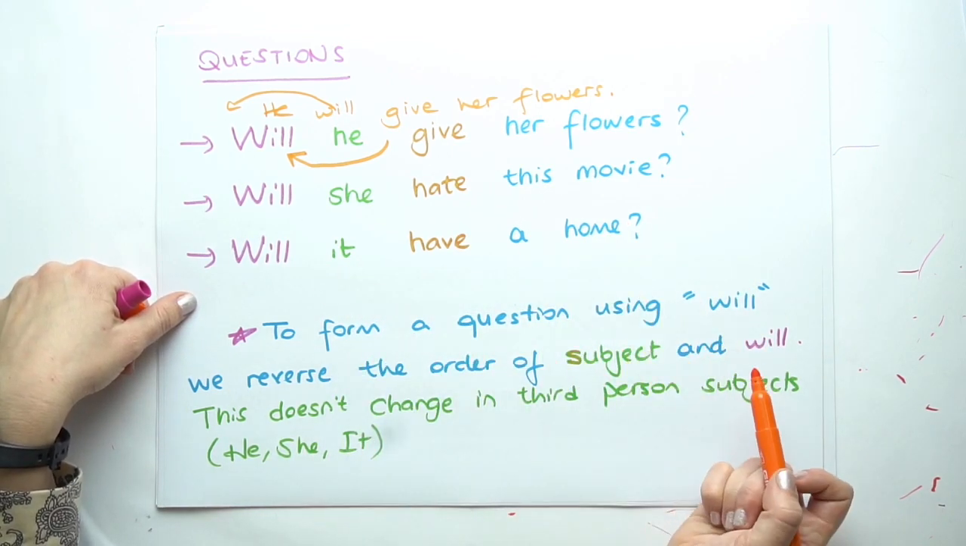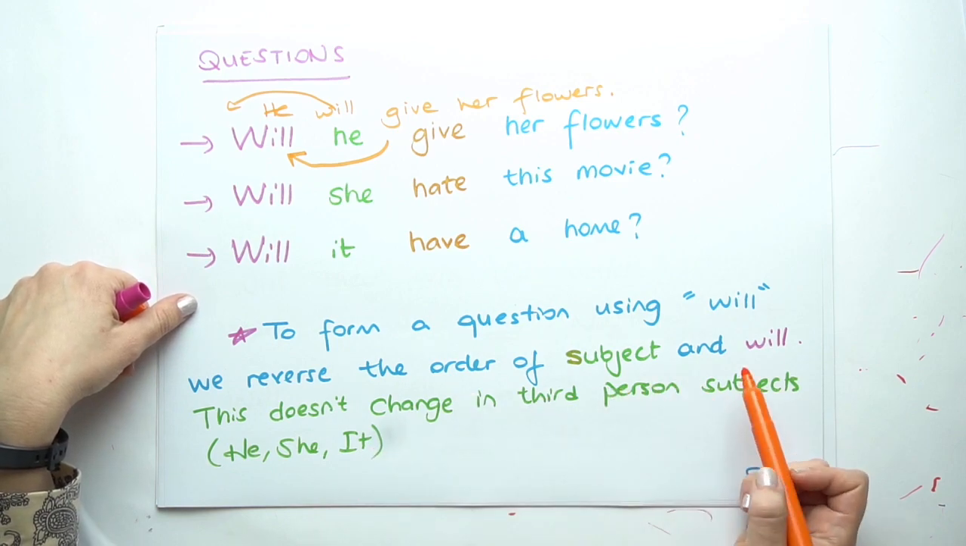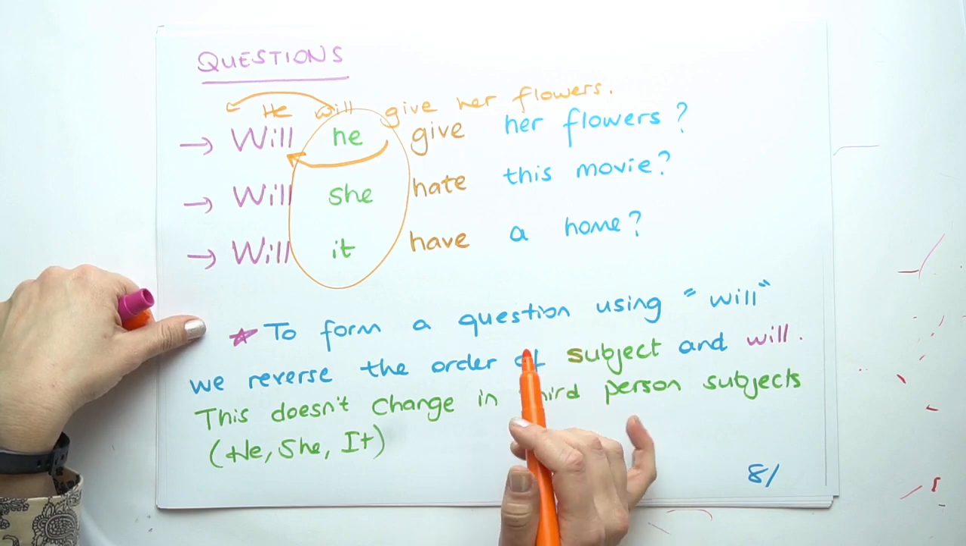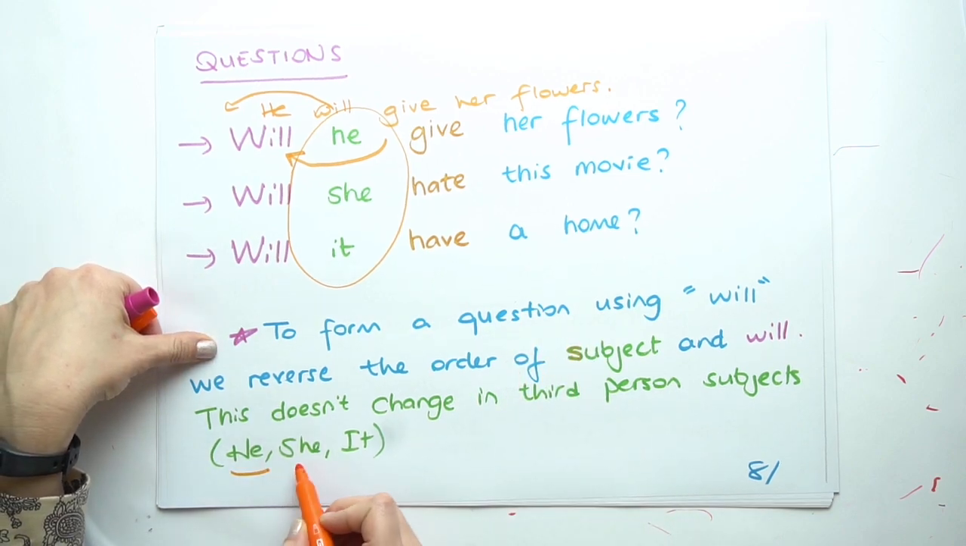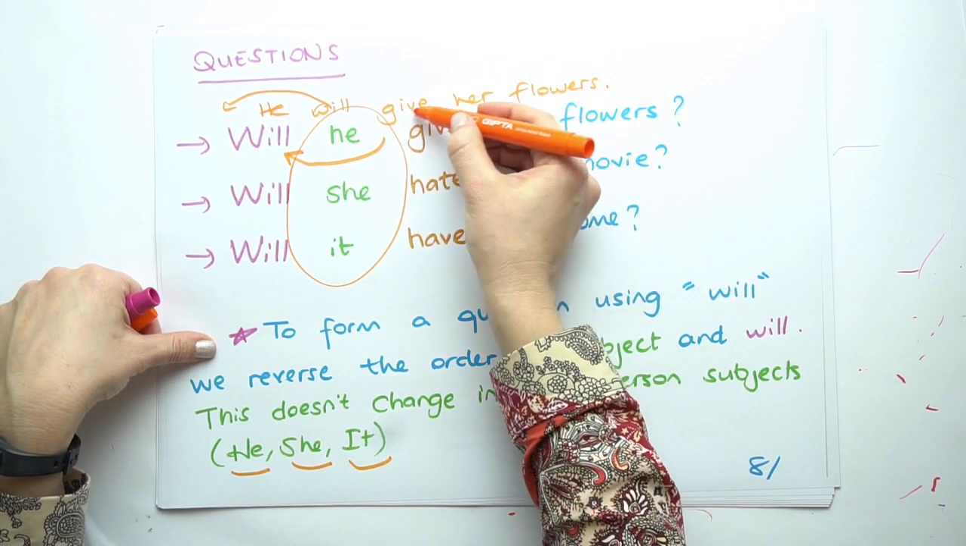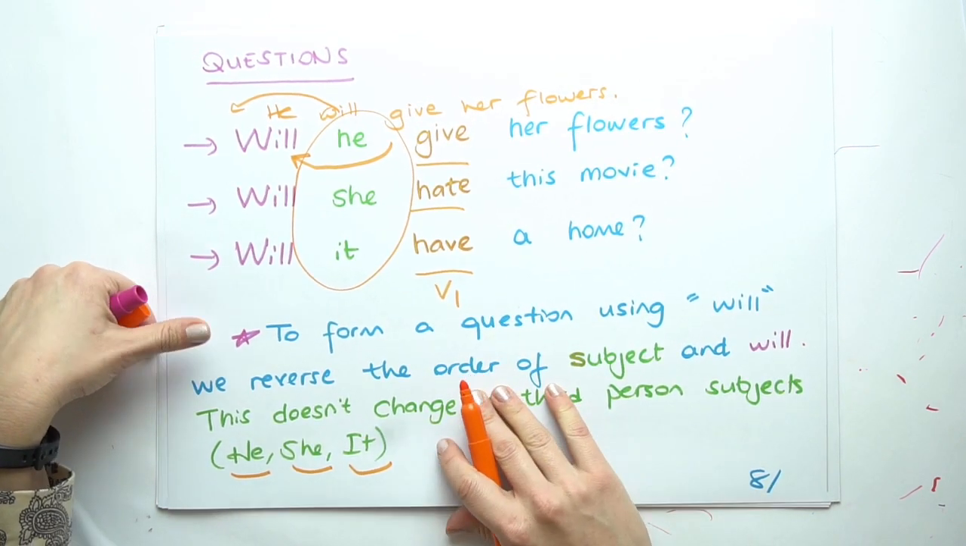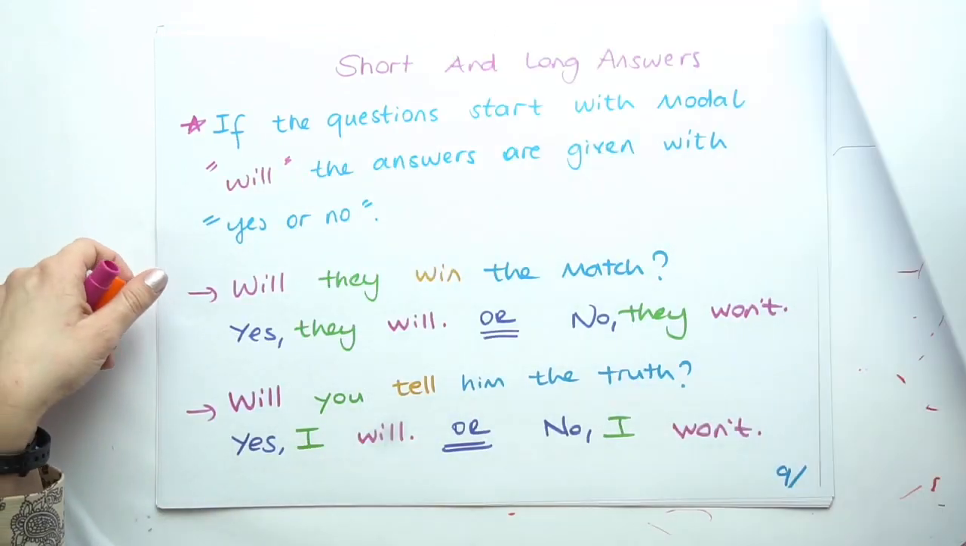To form a question using will, we reverse the order of subject and will. As you can see, the rule doesn't change. It applies for he, she, it in the same way. And also you see that the verbs are always in their first form.